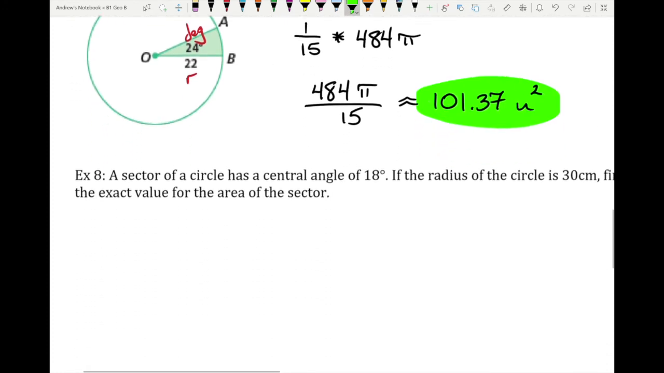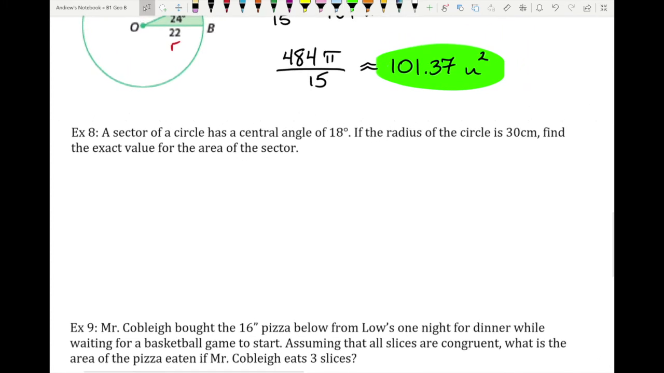Let's try another one out. A sector of a circle has a central angle of 18 degrees. This one doesn't give me a circle, so I'm going to draw my own in there. Let's see. Wow, perfect circle, second try. Not too bad. I'm going to figure out about where the center is, and I'm just using this as a sketch. It doesn't need to be perfect. So let's say that that was 18 degrees. That's what it's giving me there.